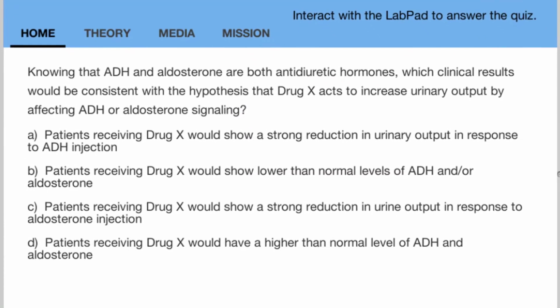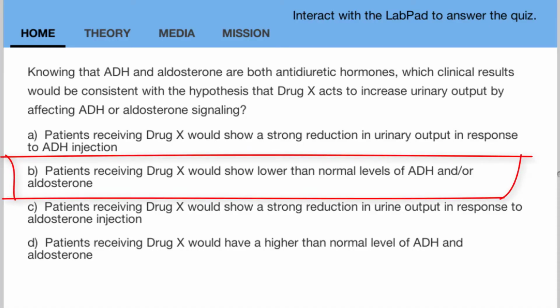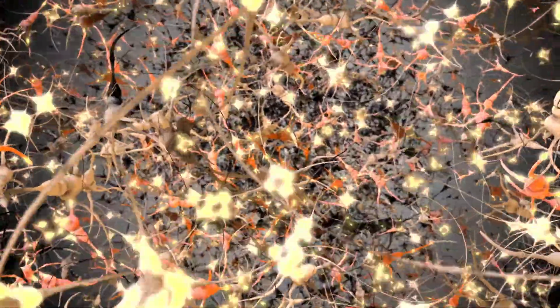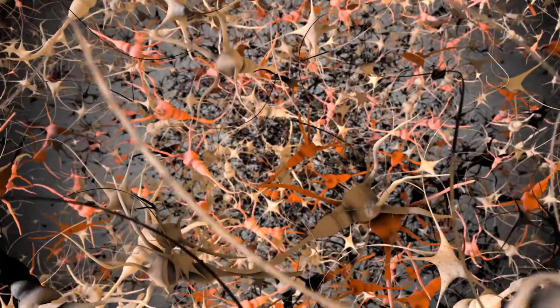Knowing that ADH and aldosterone are both antidiuretic hormones, which clinical results would be consistent with the hypothesis that Drug X acts to increase urinary output by affecting ADH or aldosterone signaling? Good thinking. Downregulating one or both of the antidiuretic hormones should decrease their effect and thus, increase the urinary output.